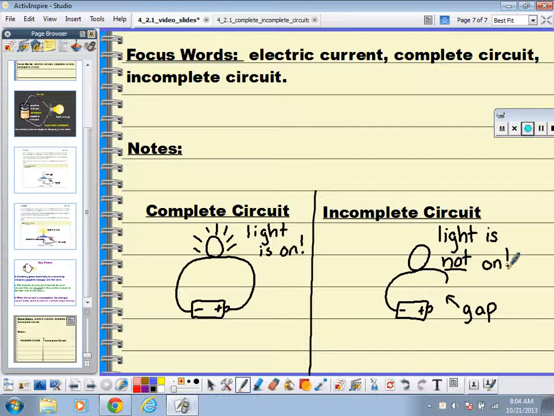Okay, so you can press pause and take as much time as you need to draw your complete and incomplete circuits. When you're all finished, please make sure that you read the rest of your directions for workshop on the website. And I will see you at the experiment table or at the carpet soon.